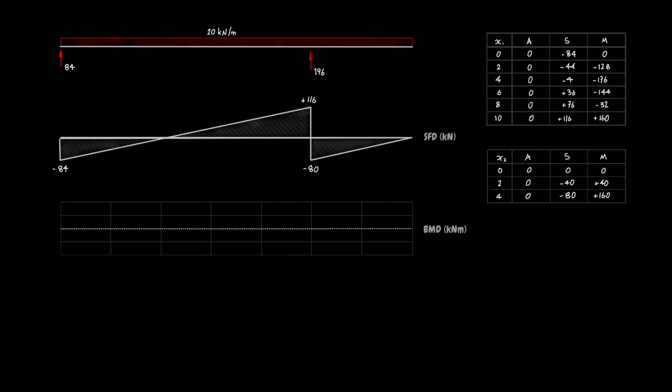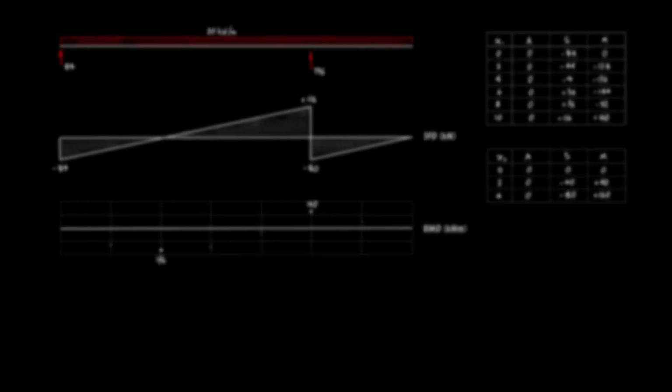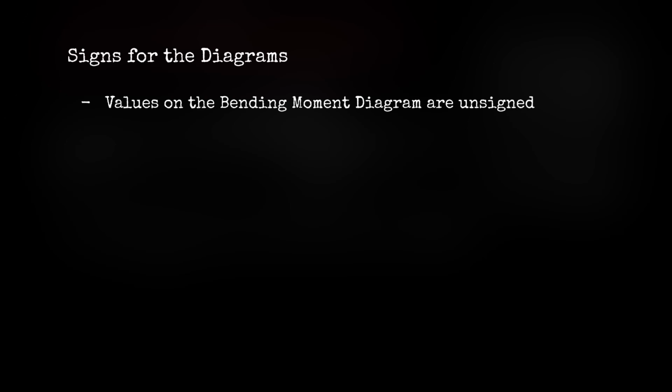Draw the beam to establish a baseline for the diagram. Plot the bending moment values from the results tables on the grid. Then put numerical values on the maximum sagging moment, 176 kilonewton meters, and on the maximum hogging moment, 160 kilonewton meters. Note that the values on the bending moment diagram are unsigned.